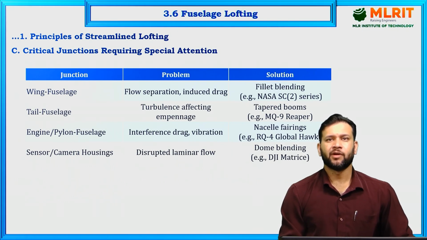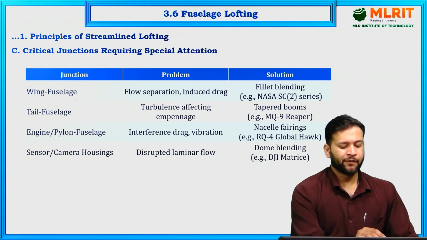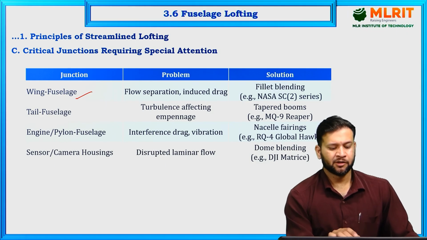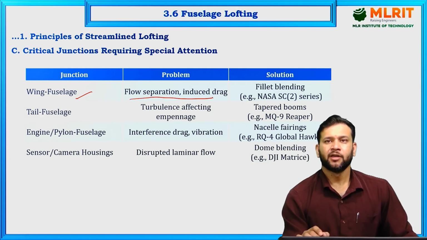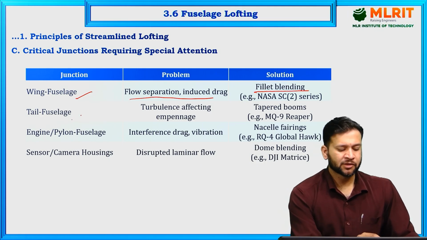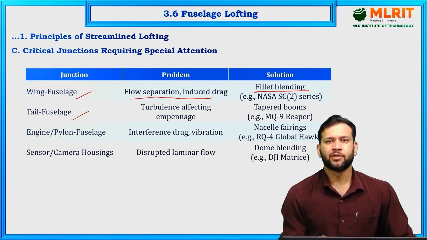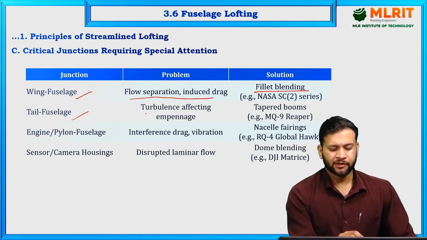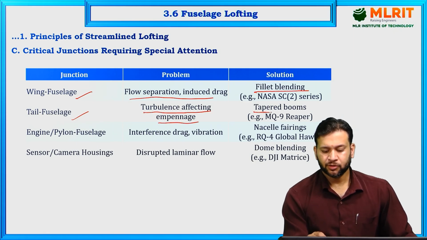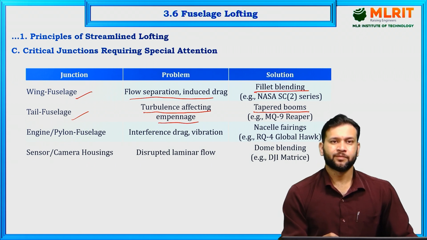Critical junctions requiring special attention. Wing fuselage: wherever the wing and fuselage are integrated, the problem is flow separation and induced drag, which can be solved using fillet blending. And then at tail fuselage, the integration of the tail with the fuselage raises the problem of turbulence affecting the empennage, which can be sorted using tapered booms.